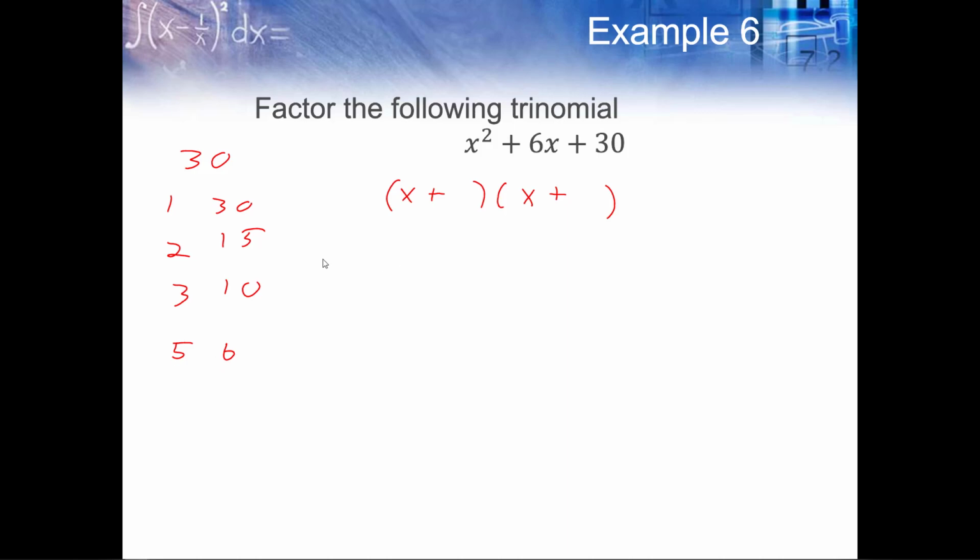1 plus 30 is 31, 2 plus 15 is 17, 3 plus 10 is 13, 5 plus 6 is 11. There are no factors of 30 that sum to 6. None of these equal 6. As a consequence, this is not factorable, or at least not factorable with the tools that we have today.